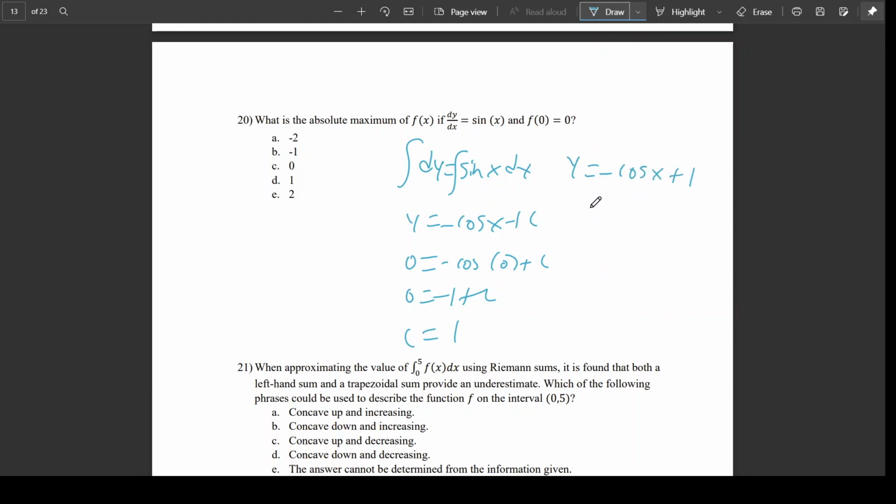Okay? Now the question is, what is the absolute maximum of this function? Well, I know that the absolute maximum of negative cosine of x is going to equal 1, right? For example, when x equals pi, cosine of pi is equal to negative 1, so negative cosine of pi is equal to 1. That's as high as we're going to get. And so if this maximum is 1, then the maximum of y is going to be 1 plus 1, which is 2. So we're going to go with E there as our best answer.